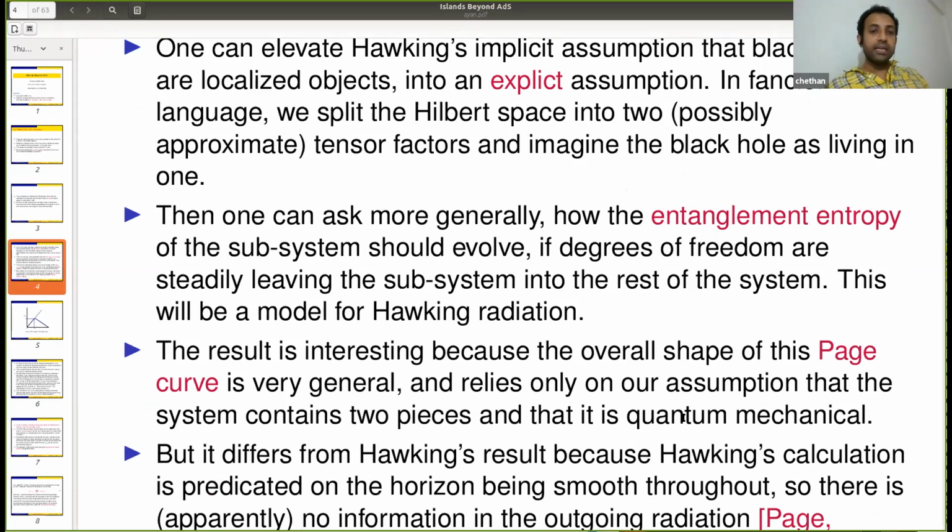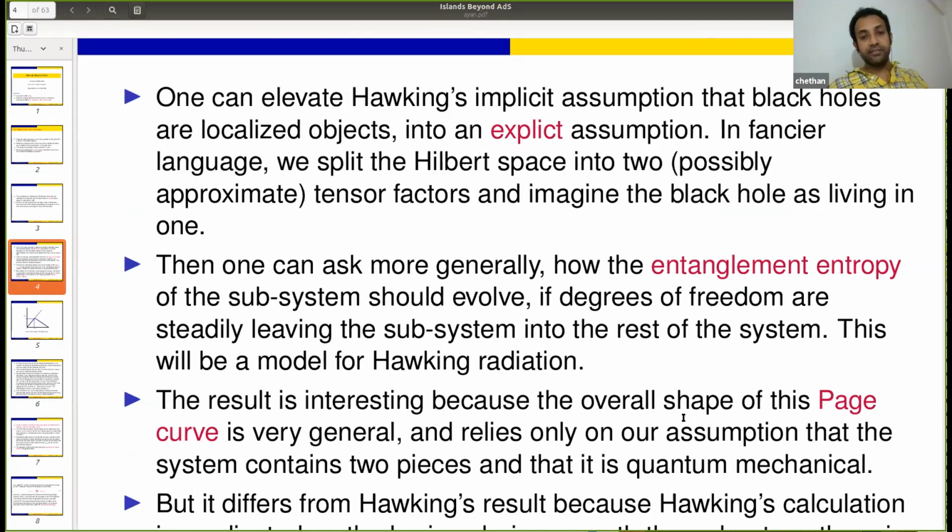So the question one can ask more generally is how the entanglement of the subsystem should evolve, given that the black hole, you expect that even to formulate Hawking's calculation in the bulk.